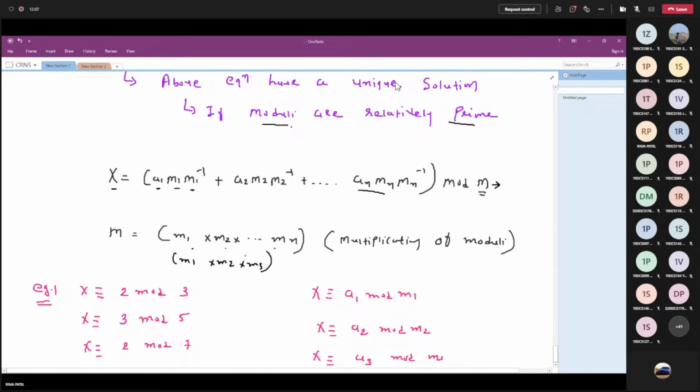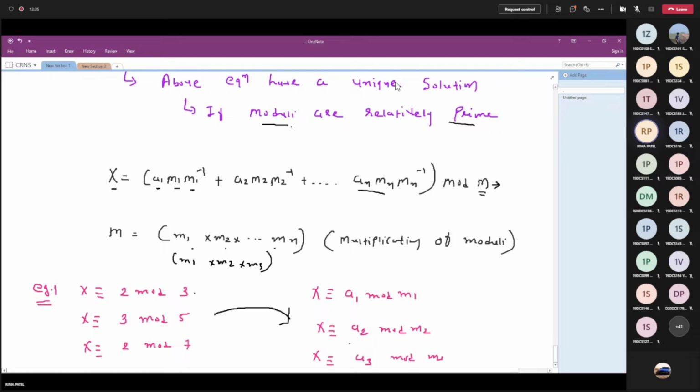Yes, ma'am. Okay. So here I have taken the example where you can see x congruent 2 mod 3, x congruent 3 mod 5 and x congruent 2 mod 7. First of all, I need to check the different moduli. Yes, I am having different moduli m1, m2, m3. What I have done is I have just mapped these equations like this.